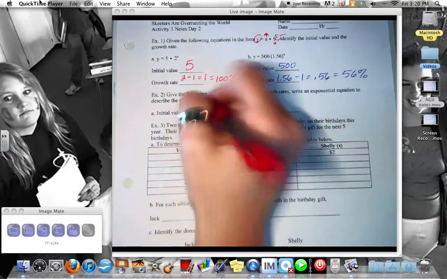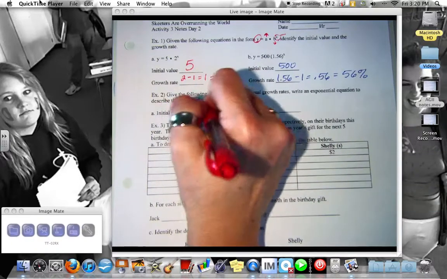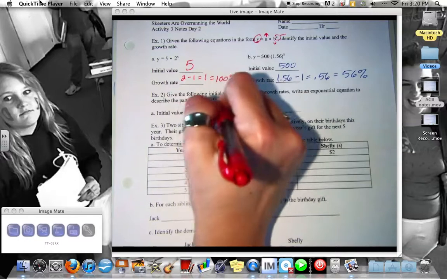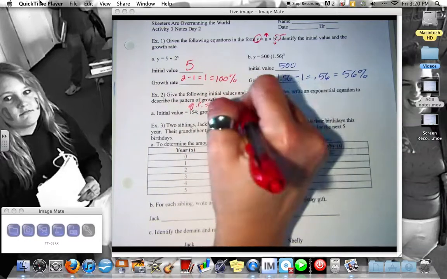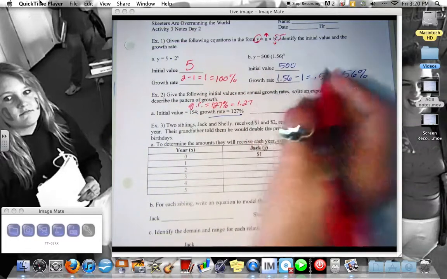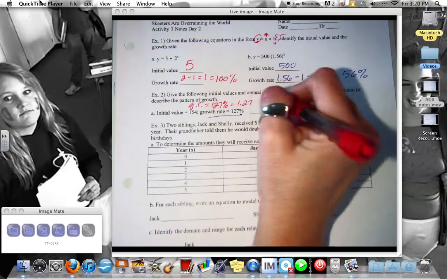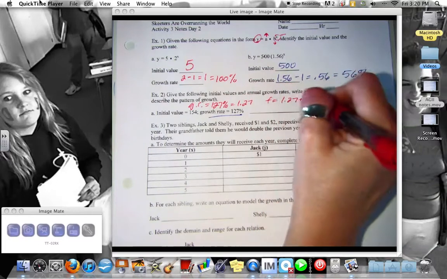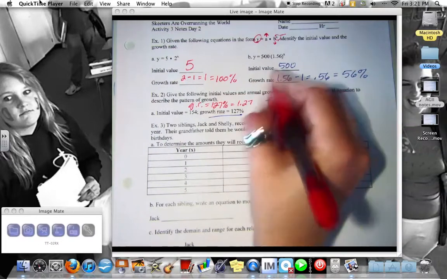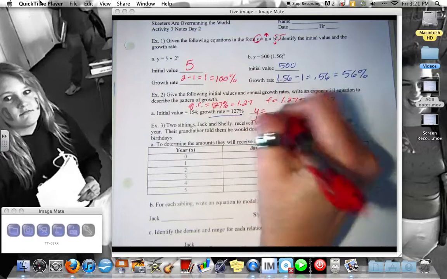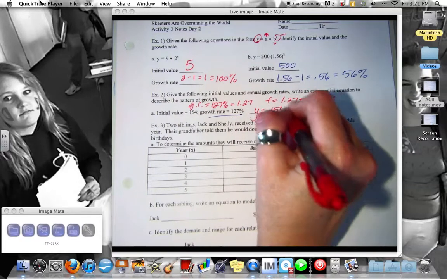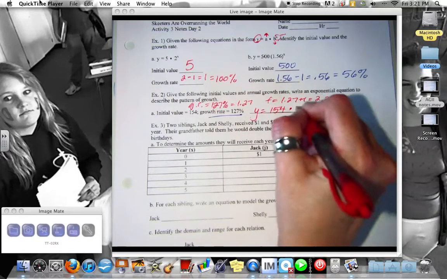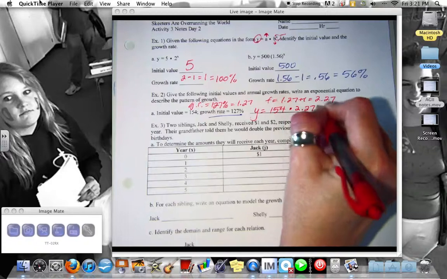So let's take the growth rate, and change 127% to a decimal, 1.27, add 1 to it, and that gives us the factor. So y equals our initial amount, 154, times 2.27 to the x.